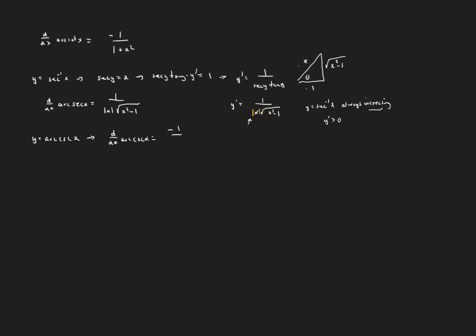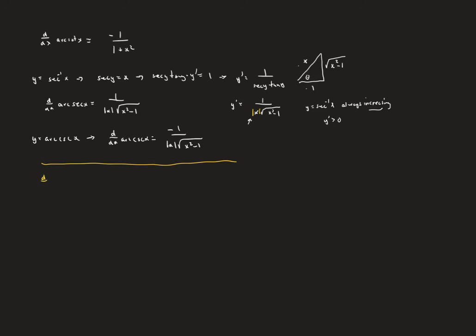It has to always be negative because it's always going to be decreasing. So to guarantee that it's always negative, we're going to go negative over that absolute value and the square root of x squared minus 1. So to summarize, let's see if we can write these down real quick: the derivatives of our inverse trig functions.